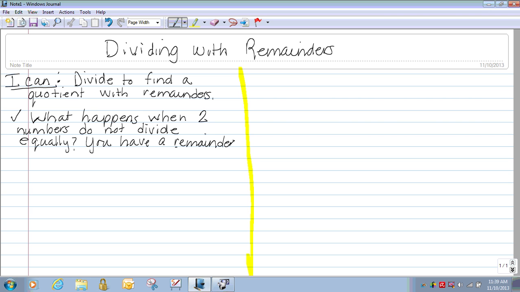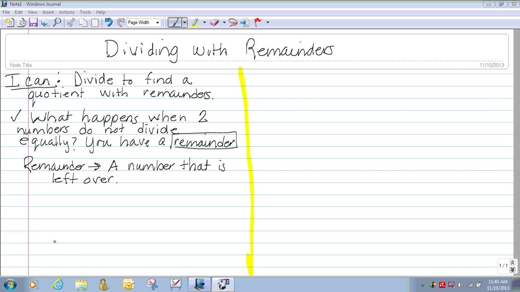And that is, a remainder is a vocabulary word. A remainder is a number that is left over. Push pause. Let's try an example.